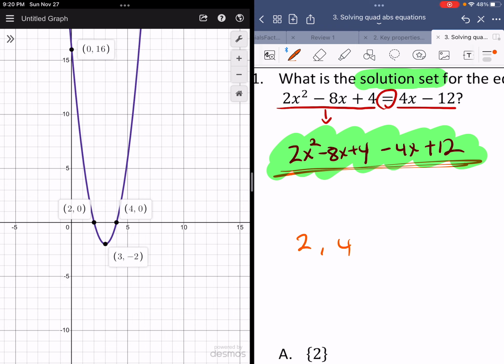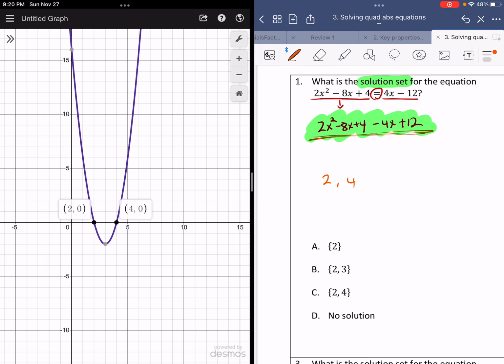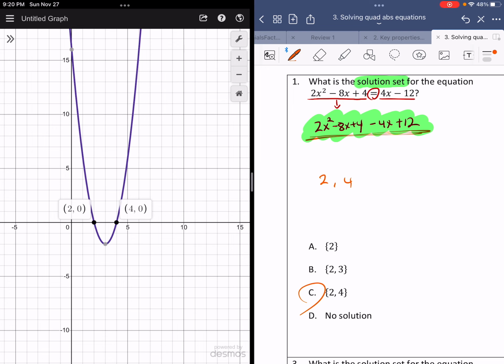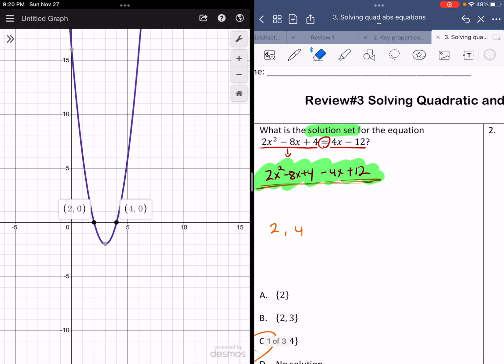Y-intercept is not a solution. Vertex is not a solution. Just keep that in mind. Our solution is the x-intercept, 2 and 4. So what is our answer? This. Sometimes you will have only one solution, so keep that in mind. So that's what you do.